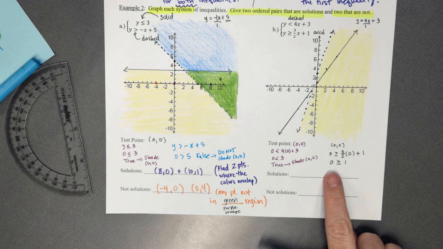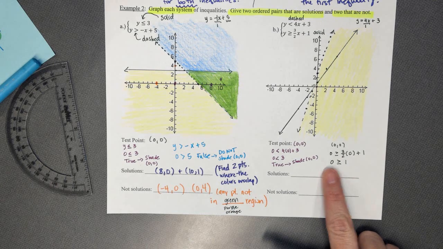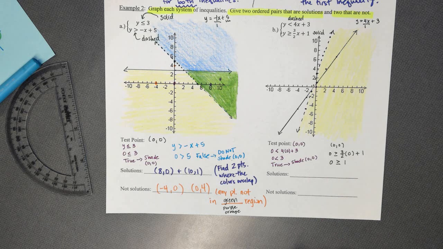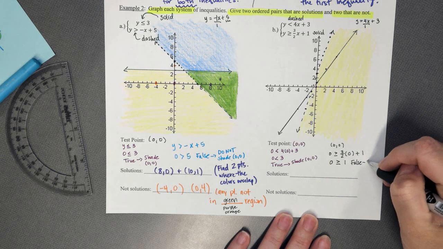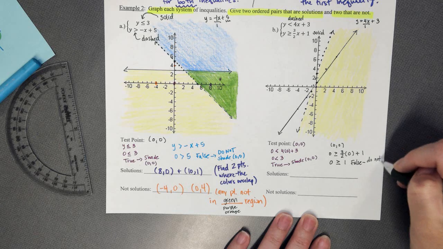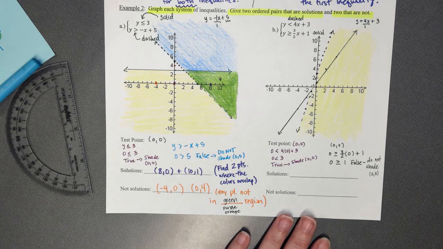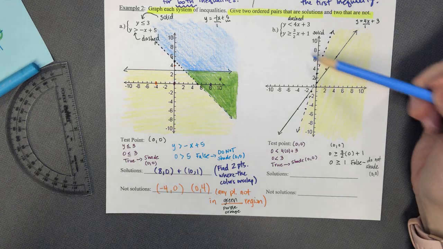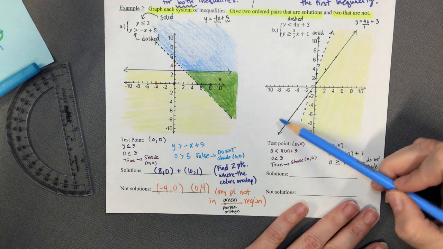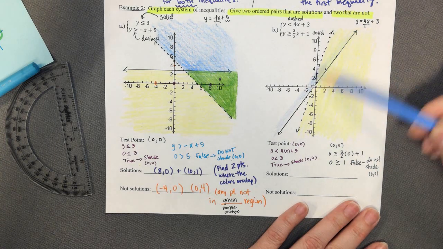Okay, so here you end up with 0 is greater than or equal to 1. What's bigger, 0 or 1? 1. So this is false. Okay, so you're not going to shade 0, 0. So if you're not going to shade 0, 0, are you going to shade above the line or below it? Above. So everything above it gets shaded.